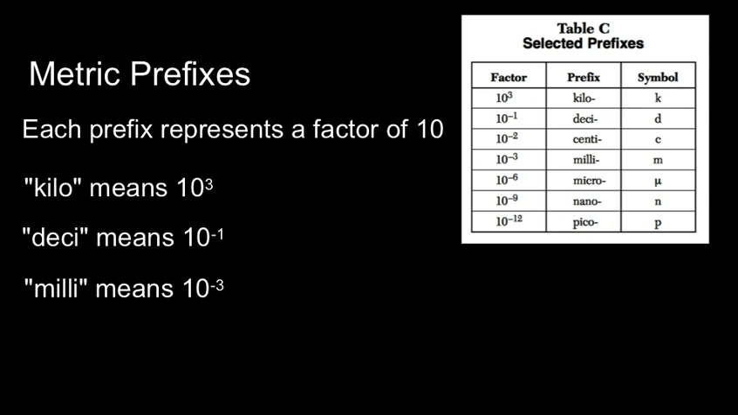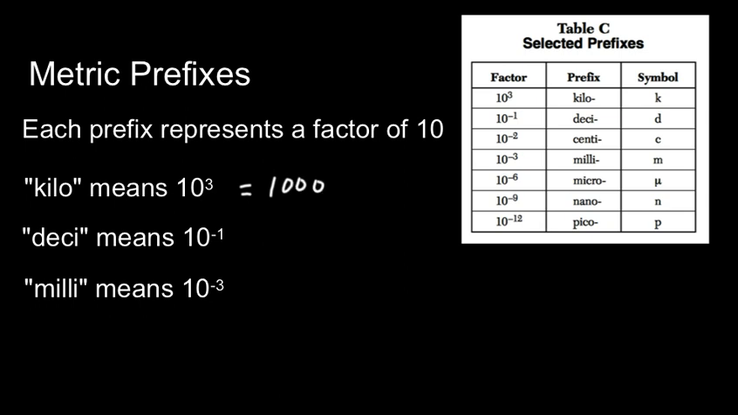If you refer to Table C in your reference tables, you will see that there is a list of selected prefixes. In this chart, you'll see 3 columns. You'll see the power of 10 that prefix refers to, the name of the prefix, and then the symbol that is used in the unit. Each prefix represents a factor of 10. Kilo means 10 to the third, which is of course equal to 1,000.